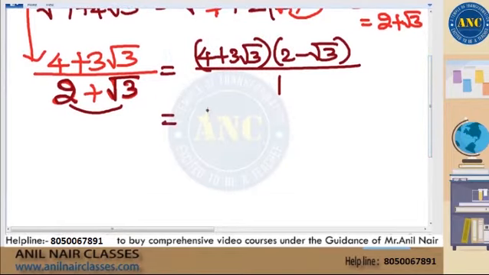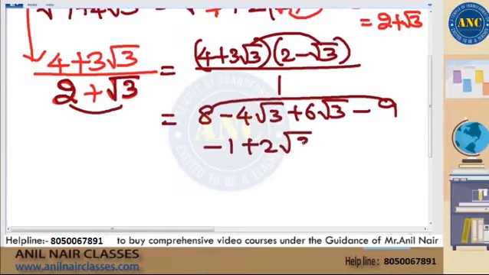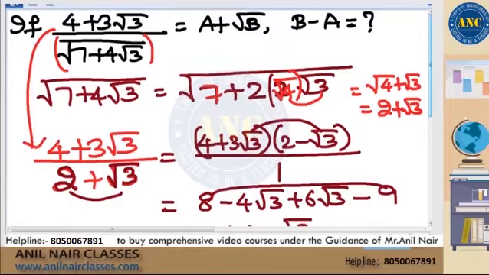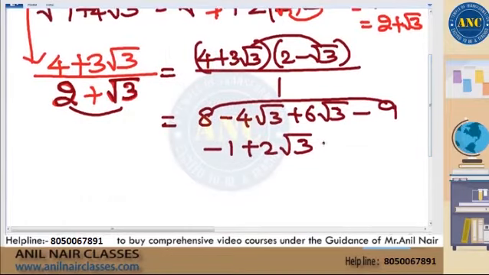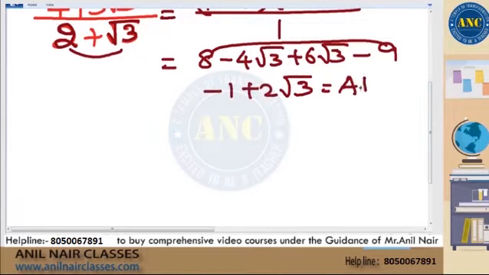Very easy. It is 4 into 2, 8, minus 4 root 3 plus 6 root 3 minus 3 into root 3 into root 3, which is 3. 3 into 3 is 9. Denominator is anyway 1. So 9 minus 8 is minus 1, plus 2 root 3. They are comparing this value with a plus root b, right? Now again observe carefully.